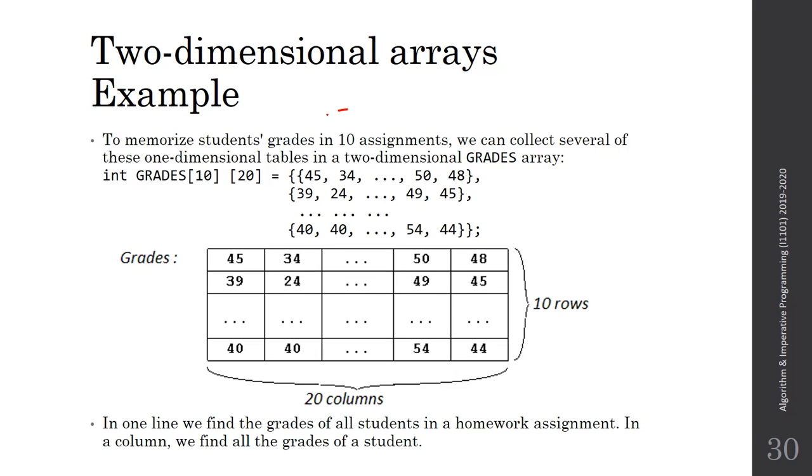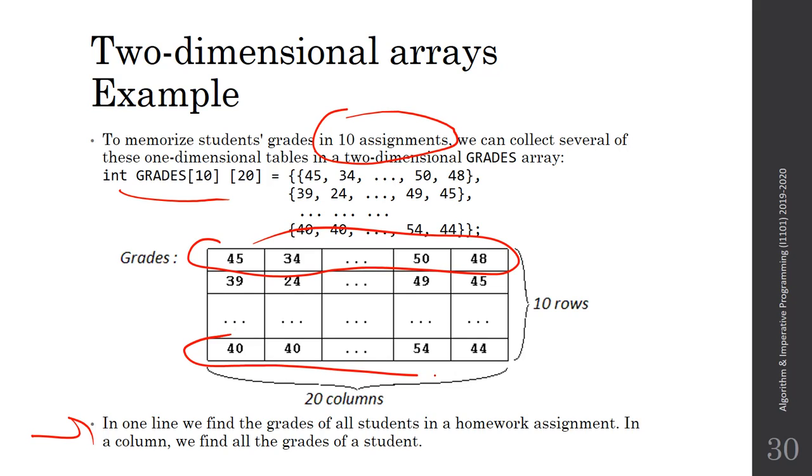So we will have a two-dimensional array. For example, here we have 10 assignments and 20 students. So we should use an array of arrays, a vector of vectors. Here we have 10 by 20: 10 rows and 20 columns. In one line, we will have the grades of all the students in one homework. So this is the first homework grades for all the students, and this is the grades of all the students in the last homework. And this is all the grades of one student, the 10 grades of one student. So we can see it like that.